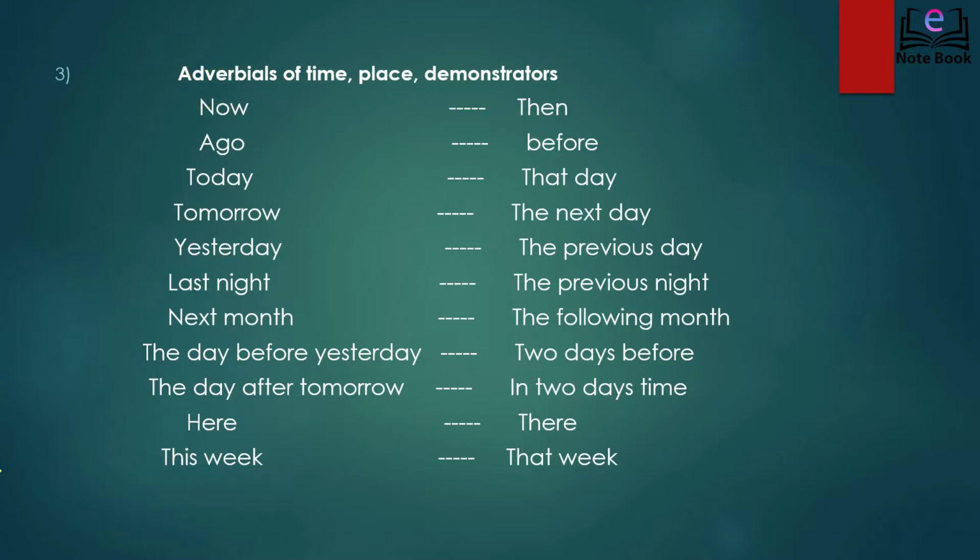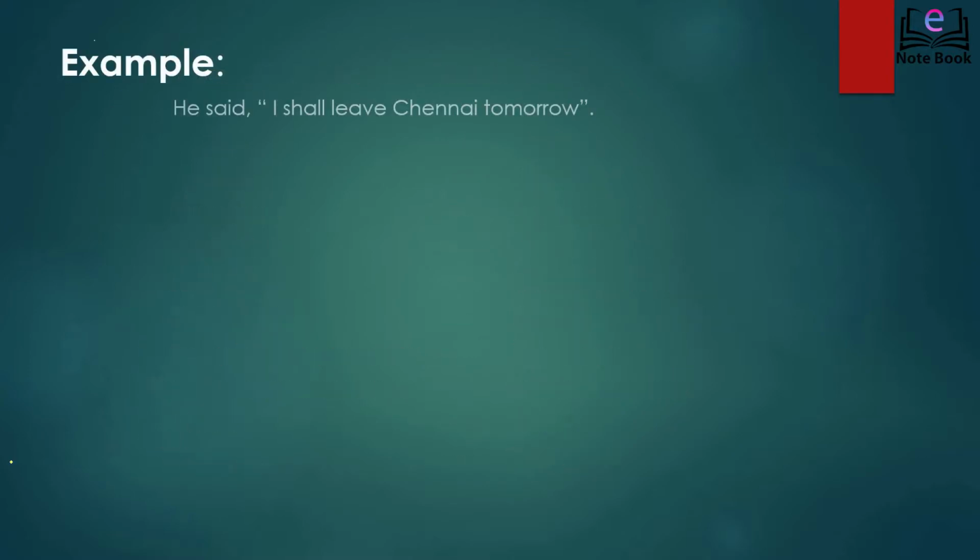Now let us look how to use them. Here we have an example. He said, I shall leave Chennai tomorrow. Please note down that in the indirect form, we change tomorrow to the next day.